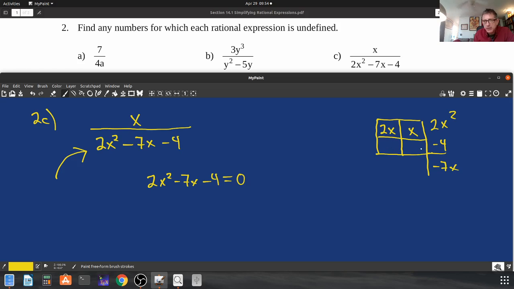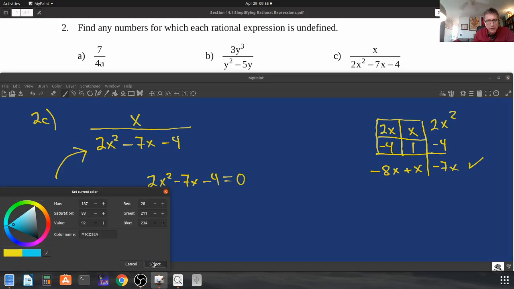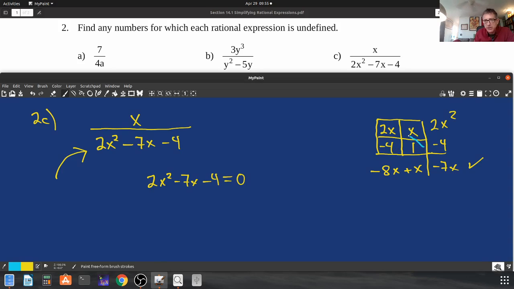We could do minus 2 and 2. And that's negative down here. So I'm thinking we better do minus 4 and 1. And that gives us minus 8x plus x, and that gives us 7x. So my factorization, remember, don't forget to extract the correct factorization.